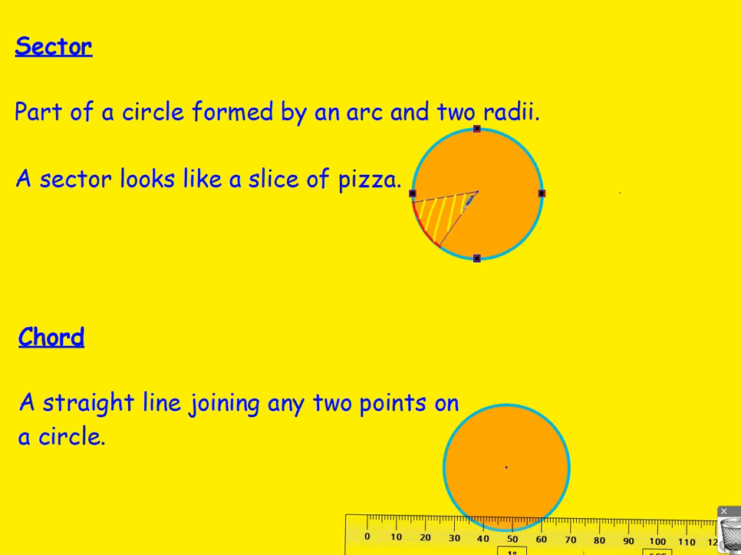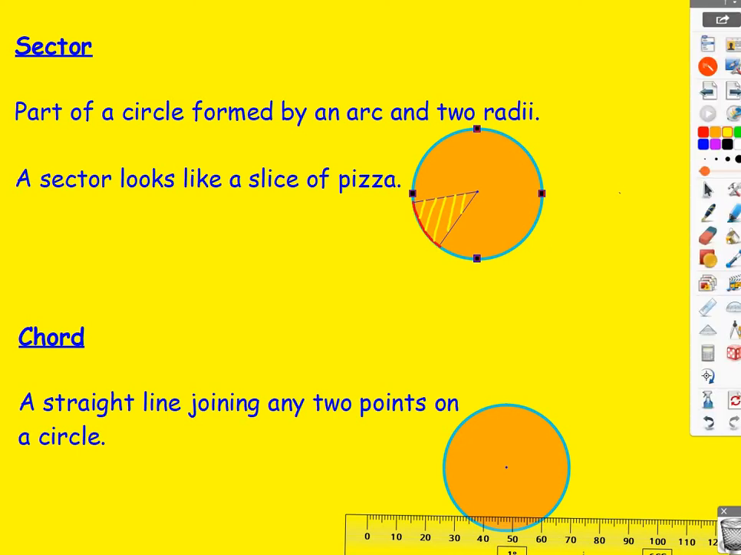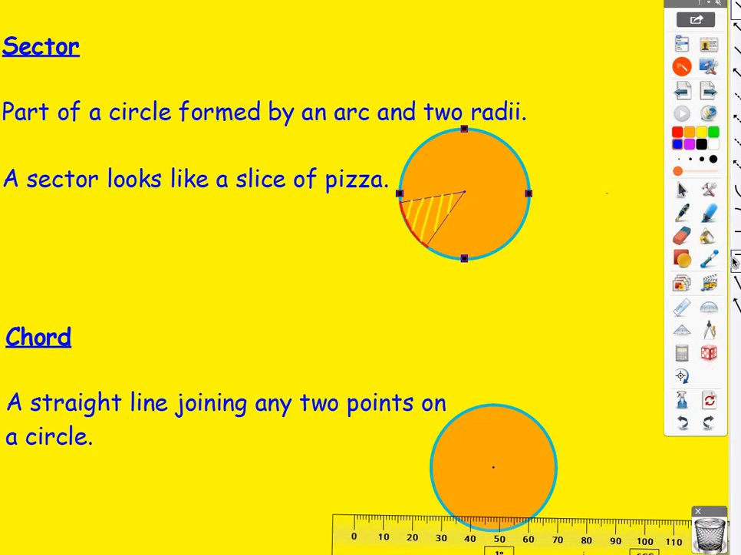It actually looks like a slice of pizza. So if you see what looks like a slice of pizza on a circle, it's actually referred to as a sector. So any arc and then the ends of the arc joined to the centre of the circle, creating what looks like a slice of pizza, is called a sector. A chord is any line that joins 2 points on the circumference. So 2 points on the circumference joined by a line. That line that I've just drawn here now is a chord.